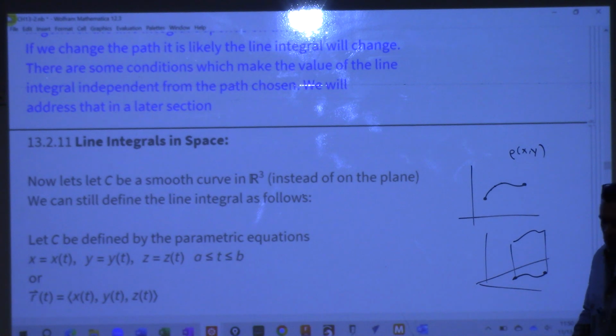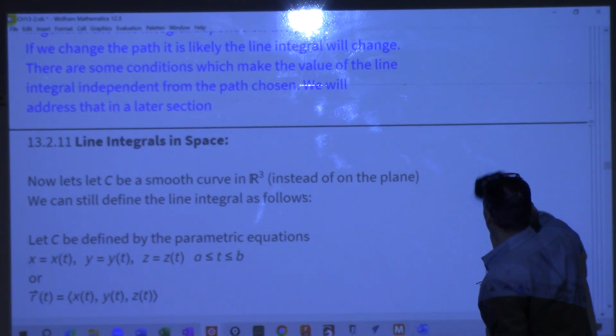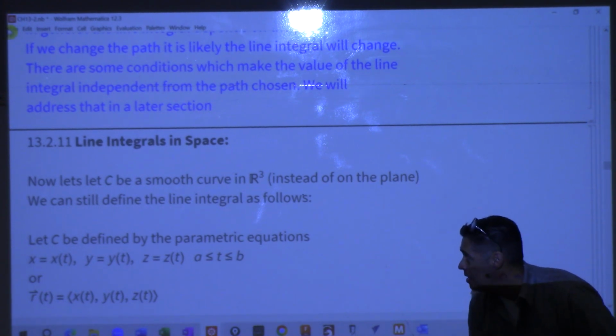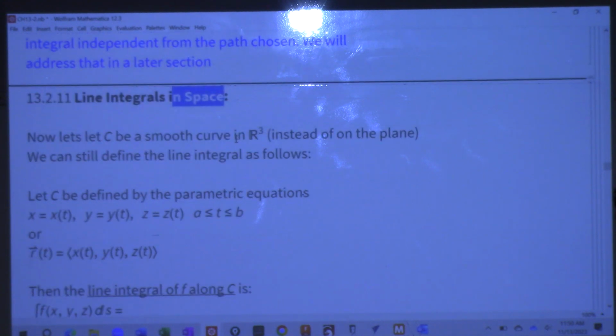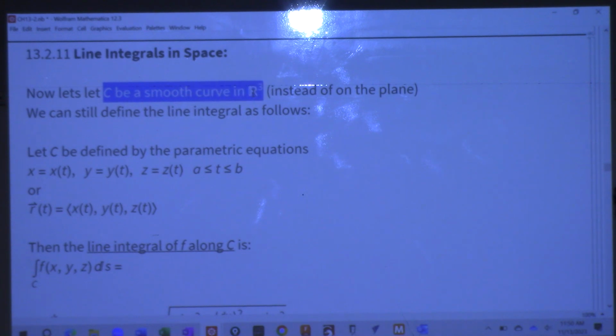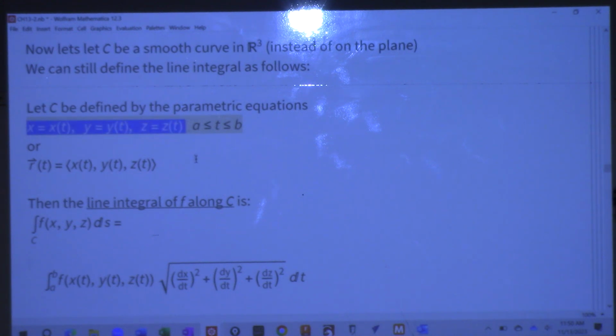Okay? Now we have slightly different notation and language for this. We call these line integrals in space, meaning 3D space. So if we take a smooth curve in three-dimensional space, instead of on a plane, we can still find parametric equations, but now we'll have x, y, z, right?